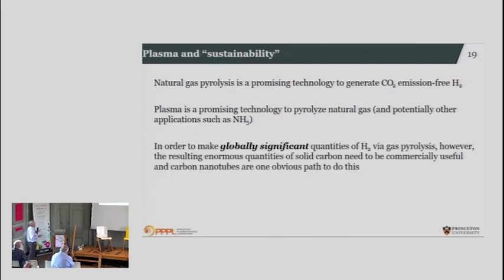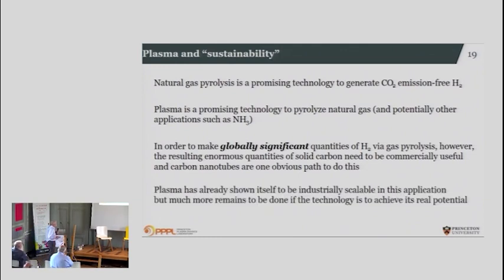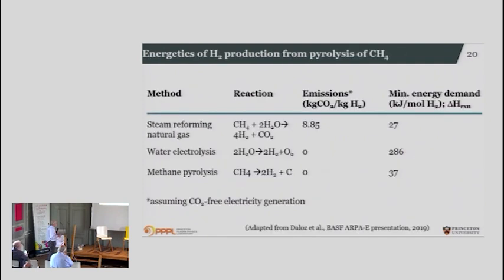So, but here's the thing though, if you're going to do natural gas pyrolysis and you want to make globally significant quantities of hydrogen, you're going to make an enormous amount of solid carbon. As I'll mention, if we can make that solid carbon in the form of carbon nanotubes, they can be spun into carbon fibers. Carbon fibers could potentially be used for other structural applications. So let me just describe a little bit about this.